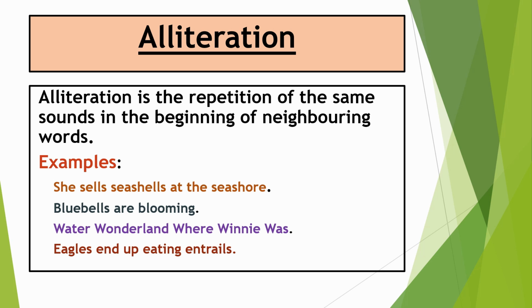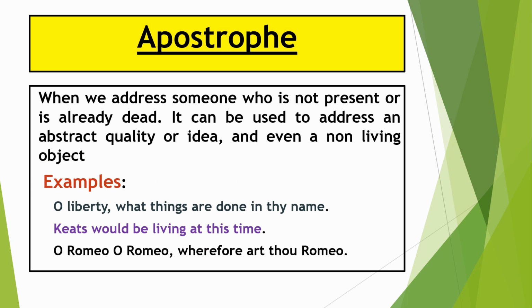As we have examples: she sells seashells at the seashore. Bluebells are blooming. Water wonderland where Winnie was. So over here in these examples we can notice that there is repetition of the same consonant sounds in the beginning of neighboring words.